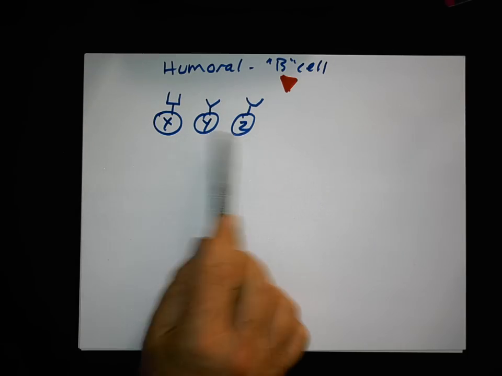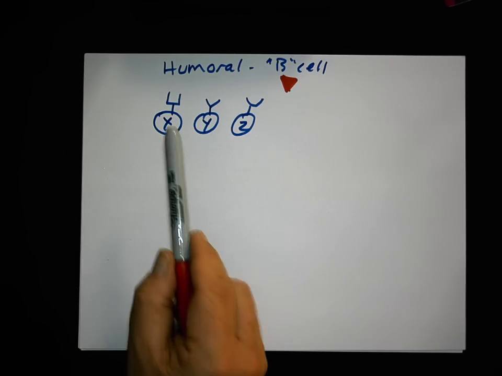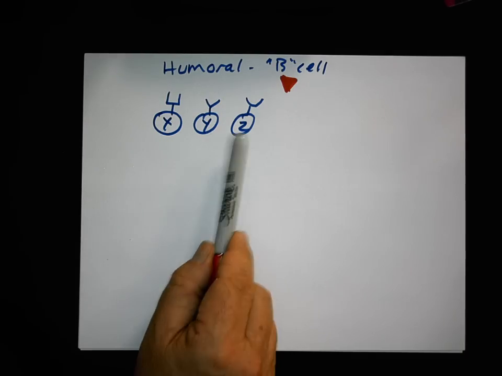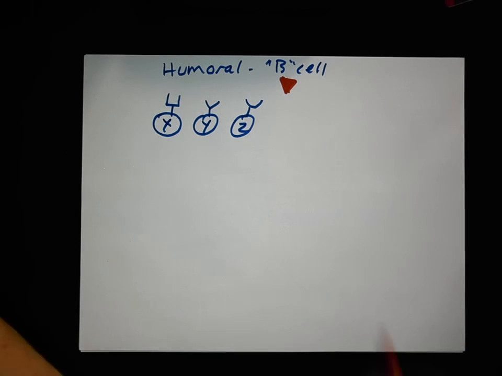Here are your three types of B cells. There's only one type of B cell. A B cell is a B cell. This one we'll call X, we'll call this one Y, we'll call this one Z. And the red thing we have here is called the antigen.